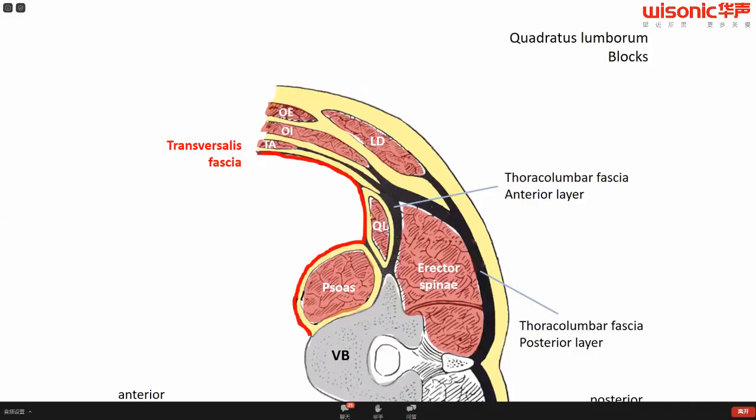A third option, the transmuscular quadratus lumborum block or Tachia block, was first described by Jens Børglum in 2013. This picture shows you a cross-sectional view of a patient in the lateral position, and it shall explain where the local anesthetic is injected for the different kinds of quadratus lumborum blocks and how it may work. You can see here the vertebral body. This is the psoas muscle in front of the transverse process. Behind, there is the erector spinae muscle. This black area is the thoracolumbar fascia, the posterior layer, the anterior layer. This is the latissimus dorsi muscle. And here are the abdominal muscles: the external oblique, internal oblique, and the transversus abdominis.